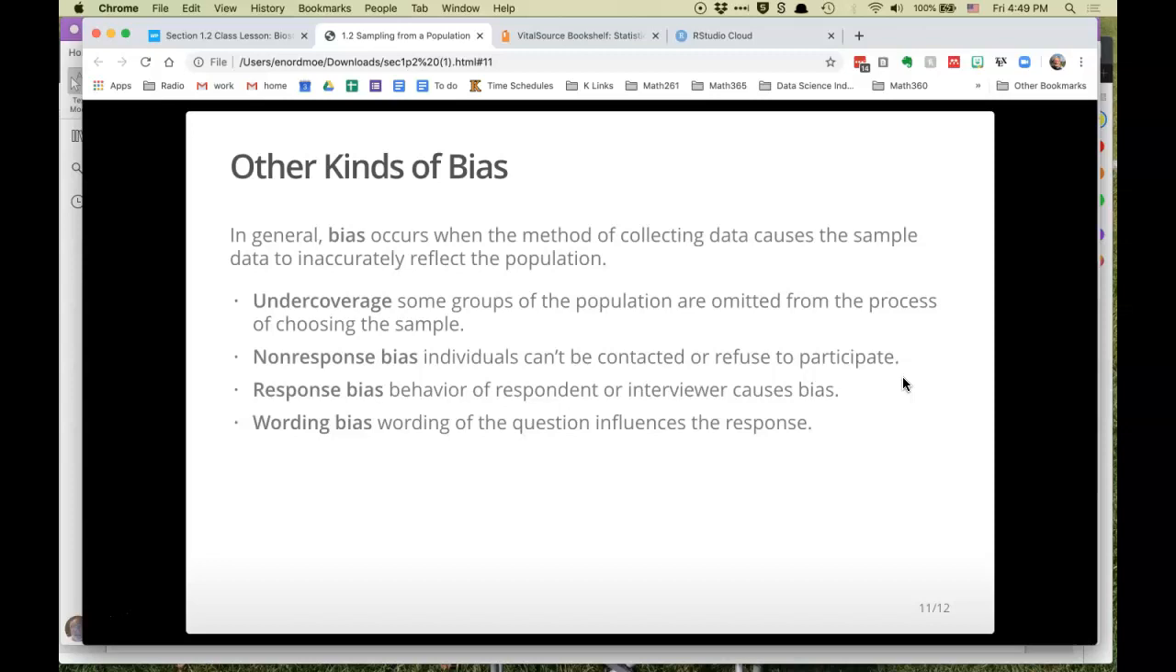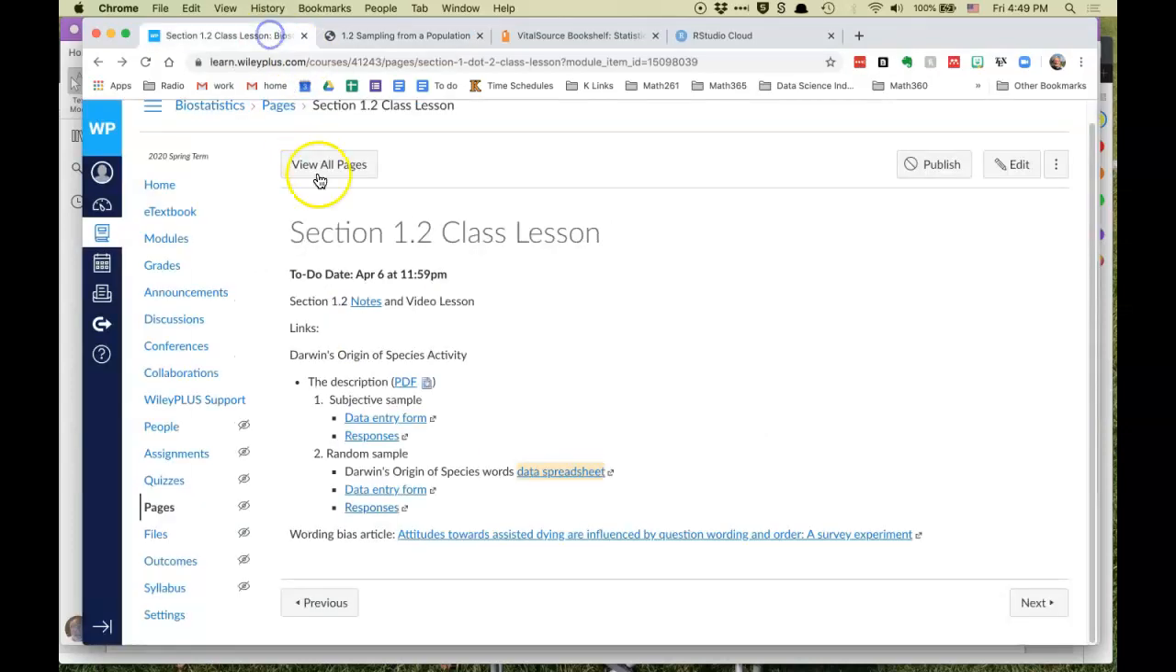Wording bias is the last one, and I just wanted to show you one example of an interesting study about wording bias, and it's a difficult issue, so I don't want to diminish that.